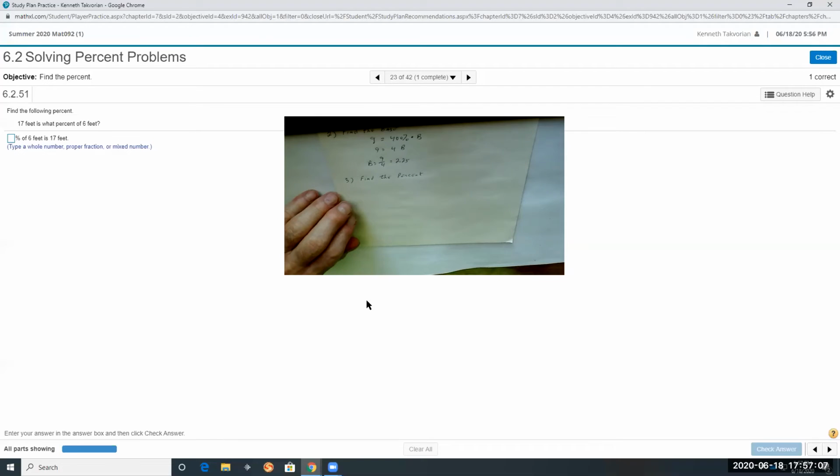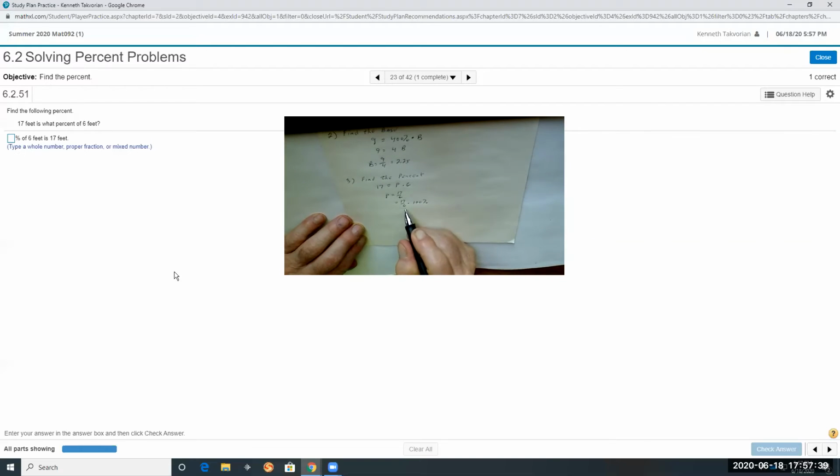For our next problem, we're trying to find the percent. 17 feet is what percent of 6? Translate: 17 equals what percent, we don't know, of means times 6. Solve for p. p is equal to 17/6. We need to change this fraction to a percent, and the way we do that is multiply by a 1 factor, 1 in the form of 100%.